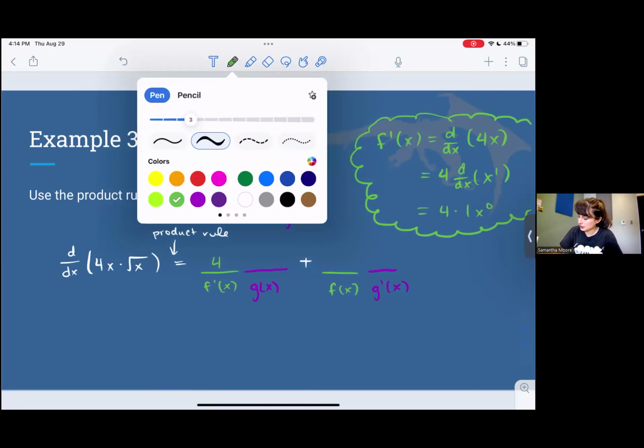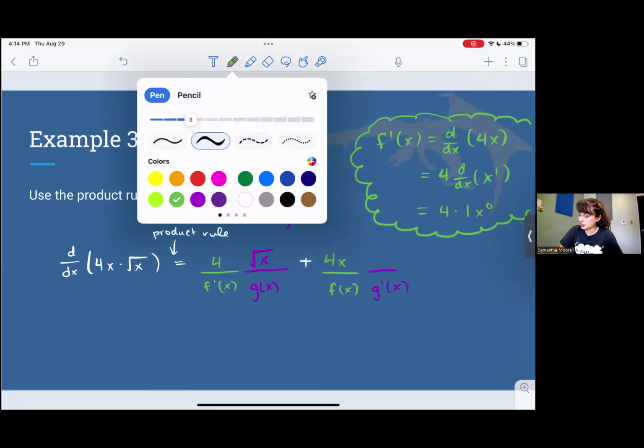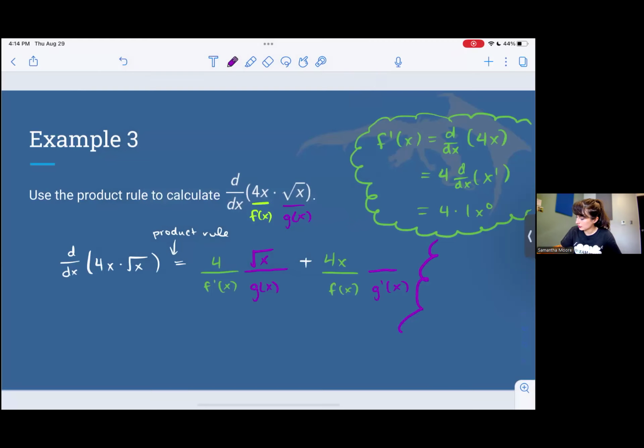Times, again, g of x, which I just filled in. That's just the square root of x. Plus, I get to just fill in f of x. That's 4x. And then g prime of x is a little bit more interesting. So for g prime of x, that's the derivative of the square root of x. I don't know anything about the square root of x, not directly, or at least not its derivative. But I do know something about it if I think about this a little differently. So instead of thinking about it as square root of x, I'm going to think of it as x to the 1/2. Because that's something that I know how to take the derivative of, and it means the same thing as square root of x.